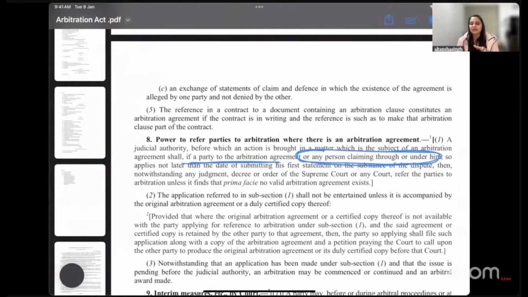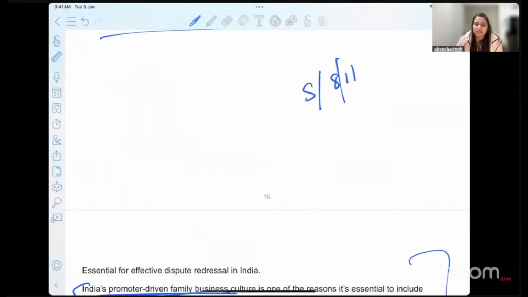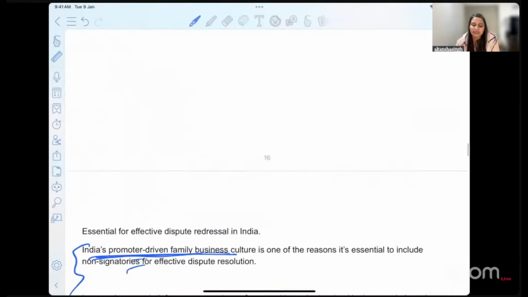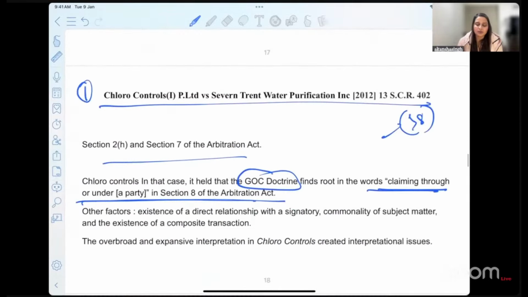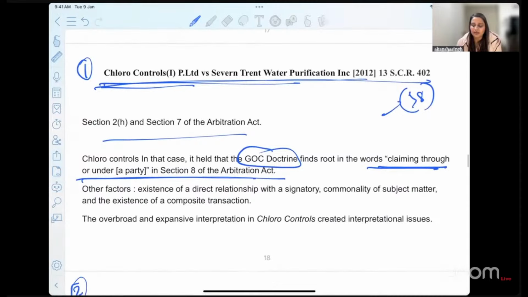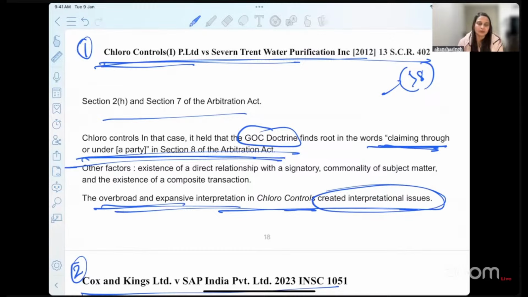They interpreted that the non-signatory can fall in this category of any person claiming through or under him, which was later clarified to be a wrong disposition and something which is going to widen the scope of Section 8 to a very large extent, which we do not want. So Chloro Controls is the first case wherein we have spoken about Section 8, and this overbroad and expansive interpretation created interpretational issues, so we do not continue with that.